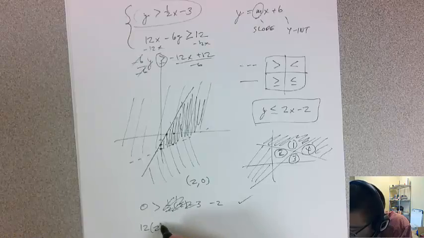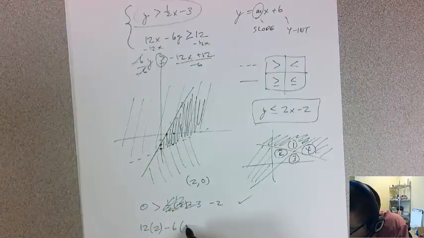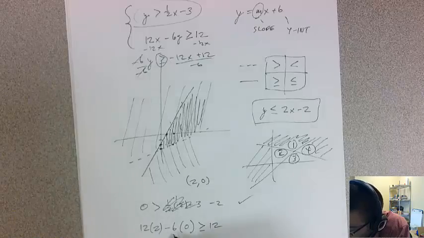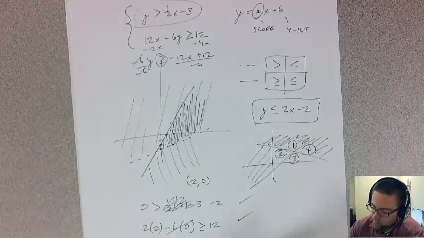And let's check the other one. 12 times 2 minus 6 times... I'm looking at this equation right here. Is 0 greater than 12? So that's going to be equal to 0. 12 times 2, yeah, it's going to be greater than 12. So those both check out.